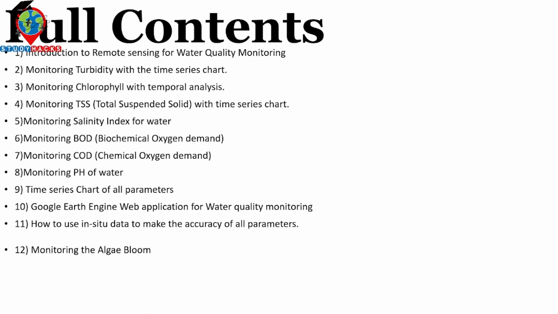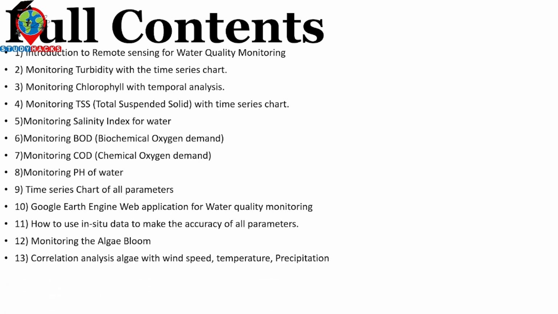Okay, and further we talk about algal bloom. It's another very important water parameter, algal bloom. Okay, so algal bloom is very harmful for human life, so that's why it's very important, and we can easily detect the algal bloom using the remote sensing technique.